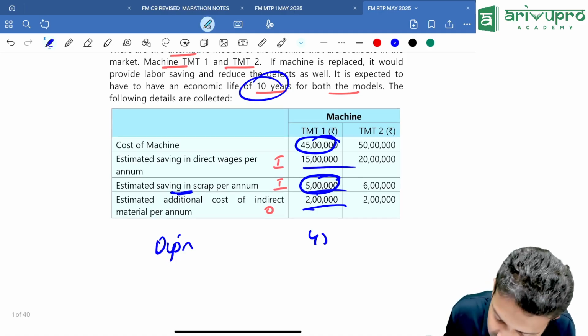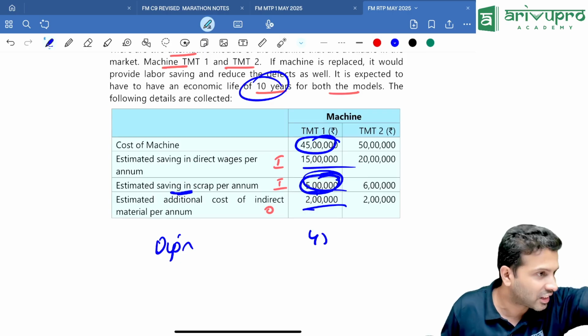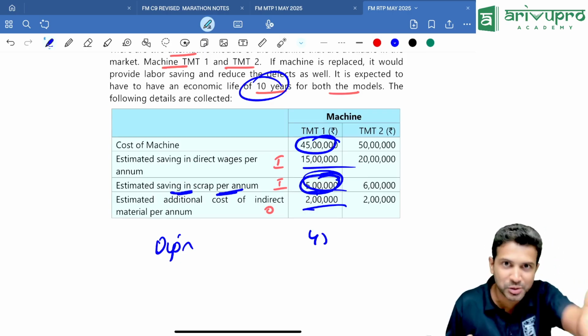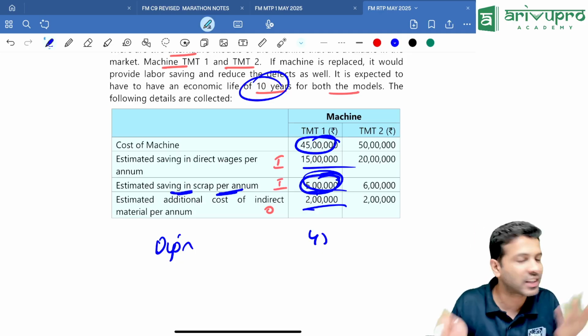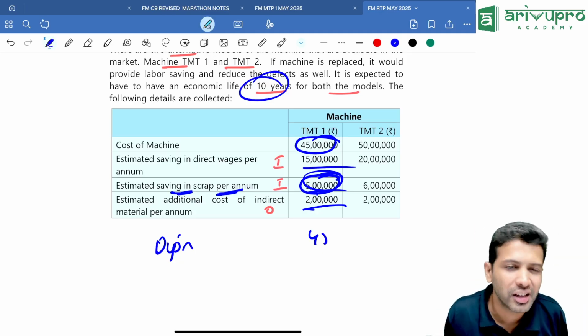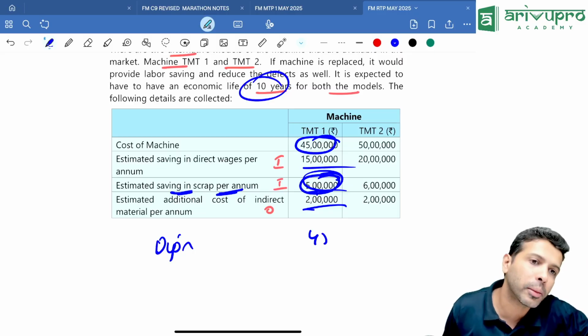This is not the asset's salvage value, because this is on a per annum basis. Salvage value you would get only once, not every year. In fact, is salvage value given in this problem or not? Not given. That's what they're trying to say here. That is the answer.